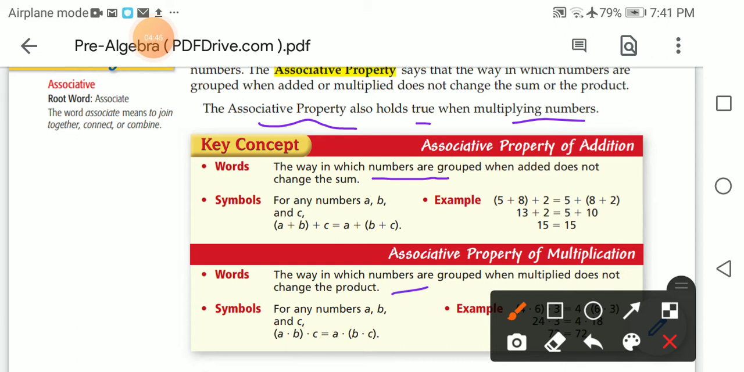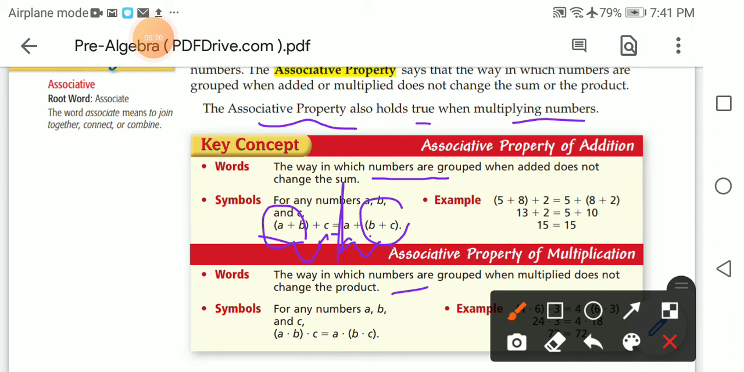For any numbers a, b, and c, when I put a and b in brackets plus c, it must be the same as a plus b and c in brackets. So if you group b plus c, or group a plus b, and then add the remaining number, it must give you the same result.